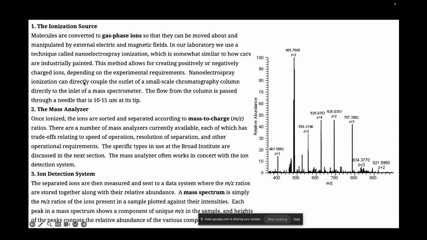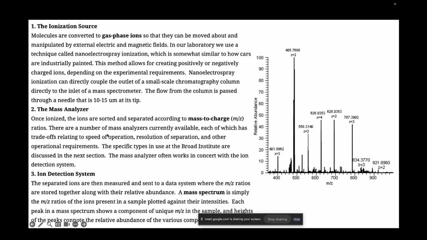Nanoelectrospray ionization can directly couple the outlet of a small scale chromatography column into the inlet of a mass spectrometer. So you have the chromatography column where you are separating the proteins, and then from that you have some dispenser which can convert it into gas phase ions and directly be inserted into the mass spectrometer.